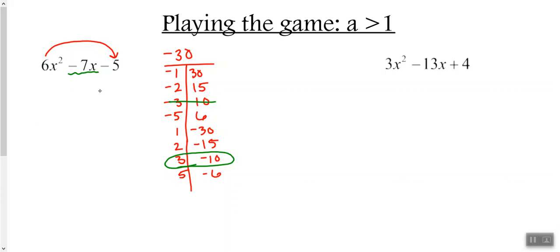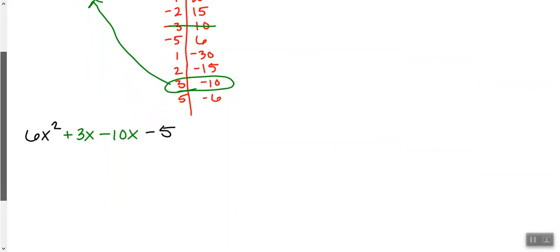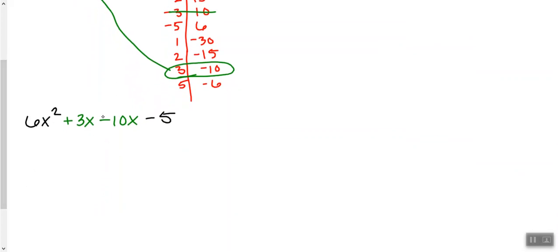So just like before, I'm going to substitute them back into the middle. The only thing that's changing is the middle. So in the front, I still have 6x squared. Now I'm going to have plus 3x minus 10x, and then minus 5 at the end. And it doesn't matter the order of the green numbers. You could do minus 10x plus 3x as well. All right, now I have my 4 terms, so I'm going to group.